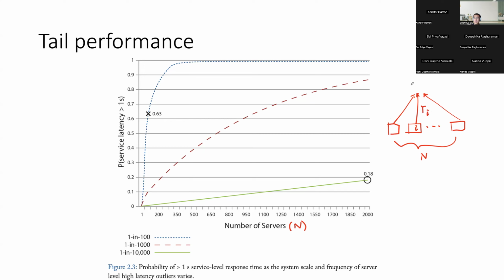But for the service as a whole, the service response time R will be the max over i of this Ri, because you need to wait until the last one has given you its result before you can send it back. Right? That makes sense.